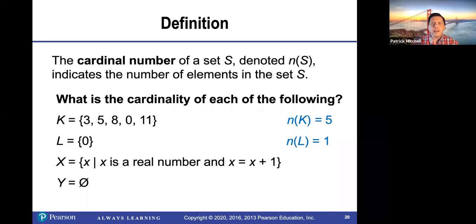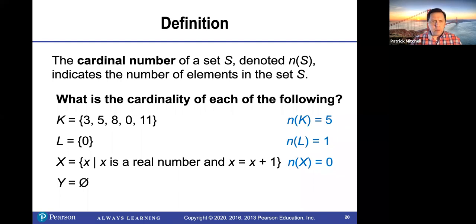Now the next one is a pretty mathematical example. The set of all x such that x is a real number and x is equal to x plus 1. Well, let's see. Can you think of any number that is equal to 1 more than that number? Me neither. All right. So the cardinality of this set is 0. That set has no elements in it, okay?